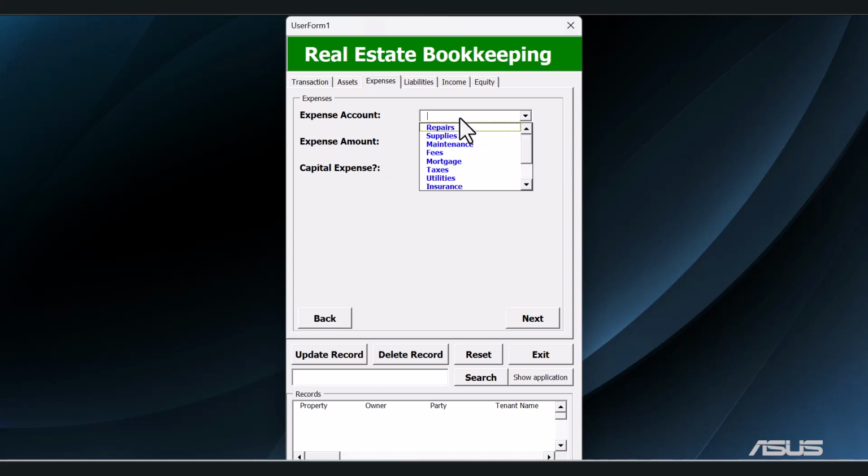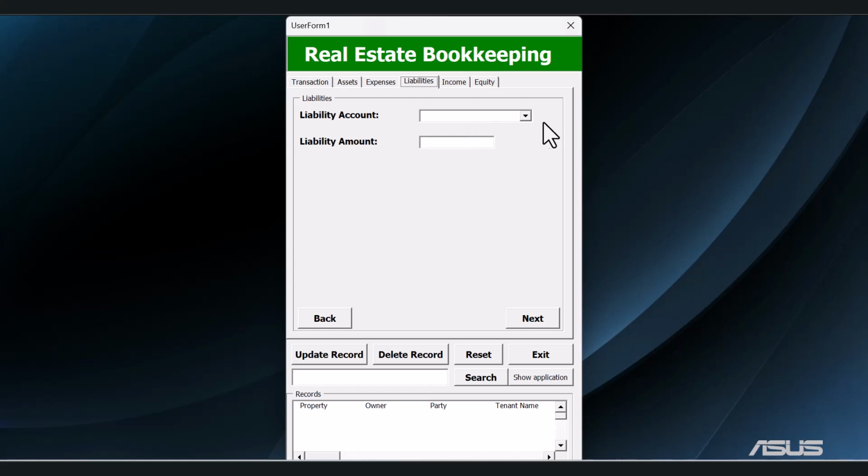So you have the expense subcategories here, you have the expense amount, and I've also added here the ability to determine whether this is a capital expense or not. Not all expenses are the same. A regular direct expense is something that would be expensed the same year it is incurred, and a capital expense is one that will be depreciated over a number of years. So this simple yes/no option here enables you to make a distinction between those types of expenses.